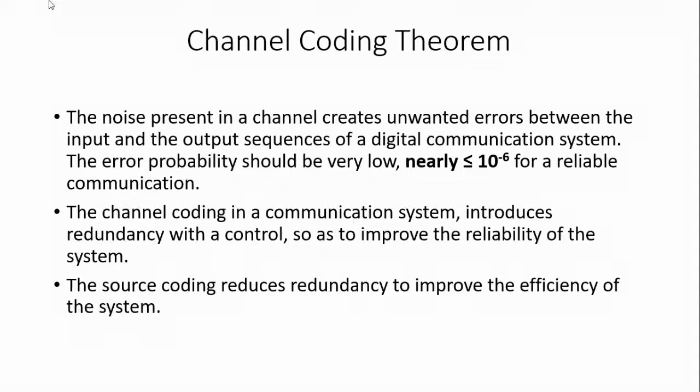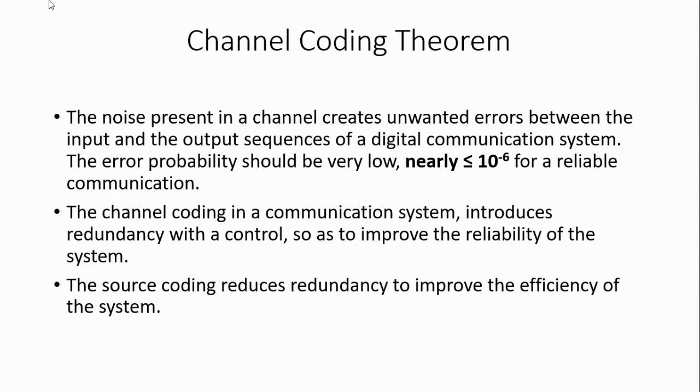Before we see linear block code and convolution code, we will see the channel coding theorem. We know that the channel has noise. The noise present in the channel creates unwanted error between the input and output. The error probability should be very low, less than 10 power minus 6, for reliable communication.